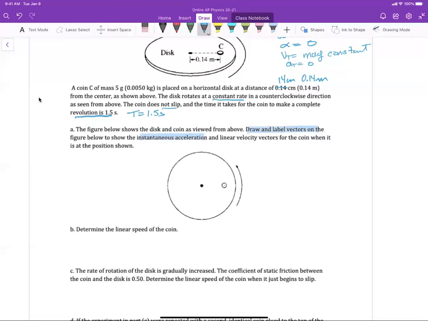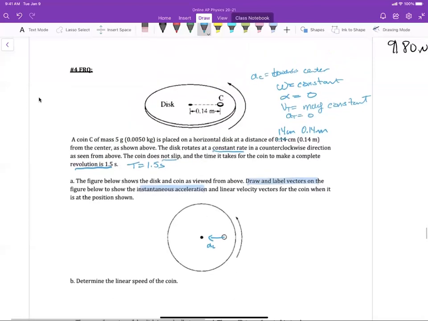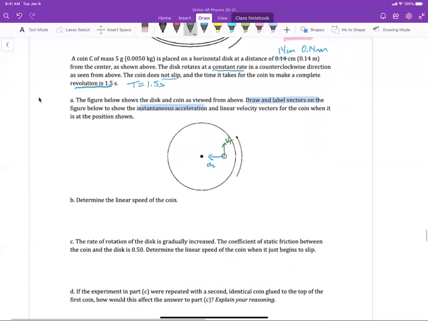When it's at the position shown, the only acceleration is the centripetal acceleration, because the angular acceleration is 0 and the tangential acceleration is 0. The velocity vector is straight up. It is perpendicular to the centripetal acceleration, and that's what it looks like. Determine the linear speed of the coin.